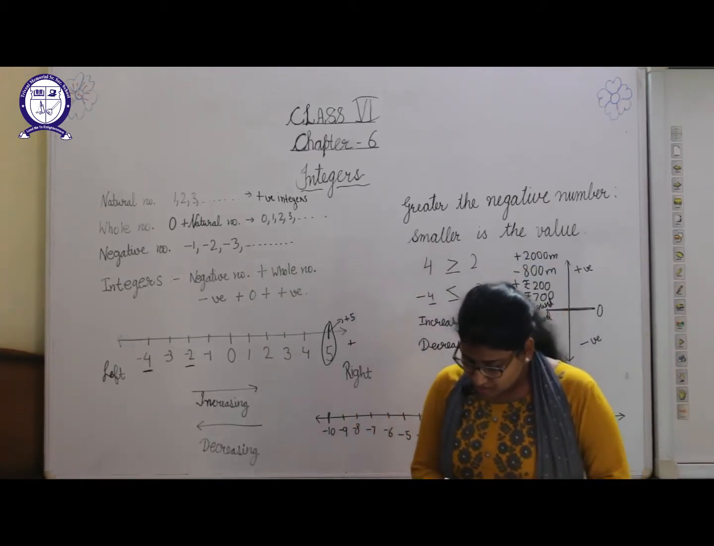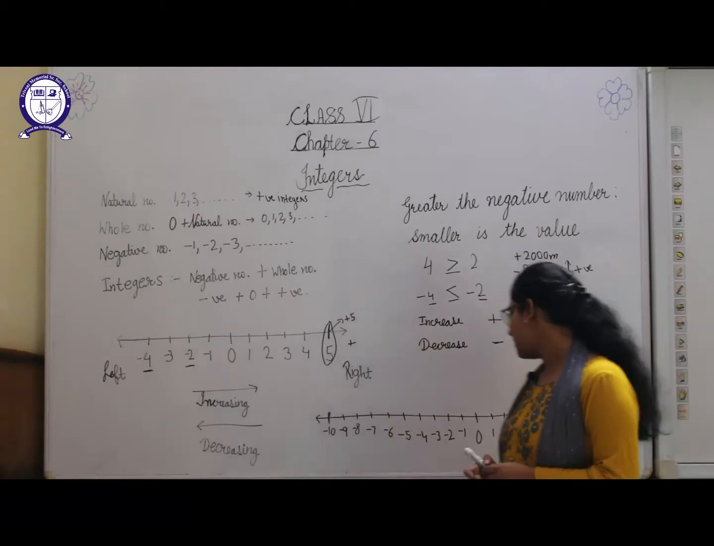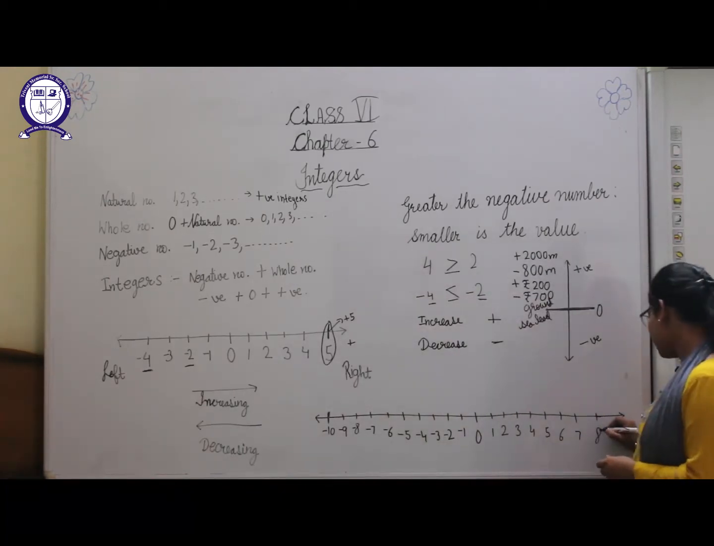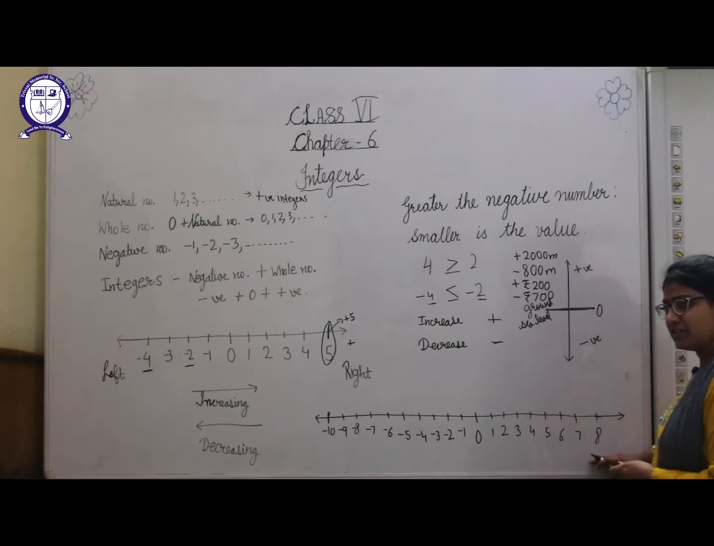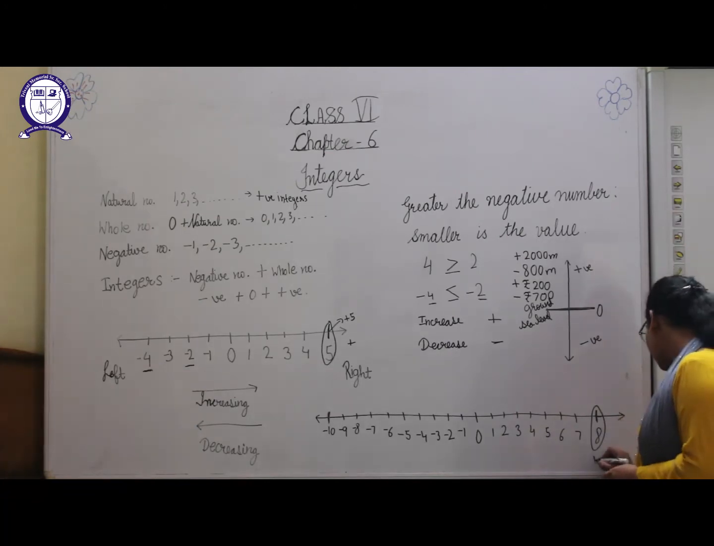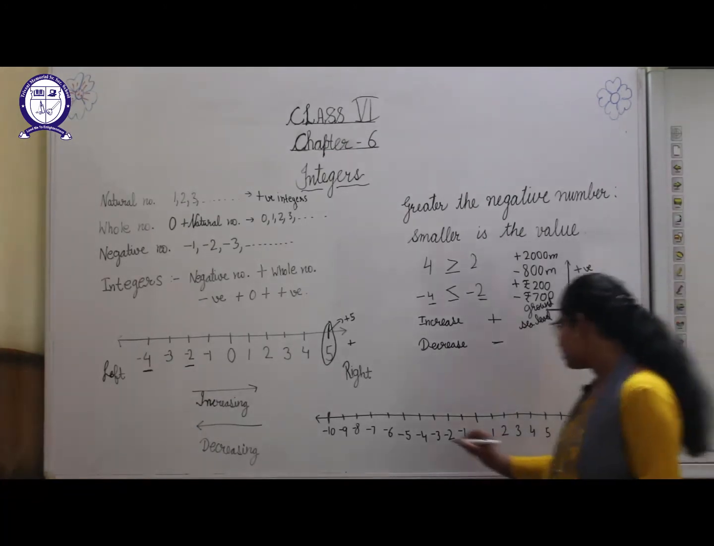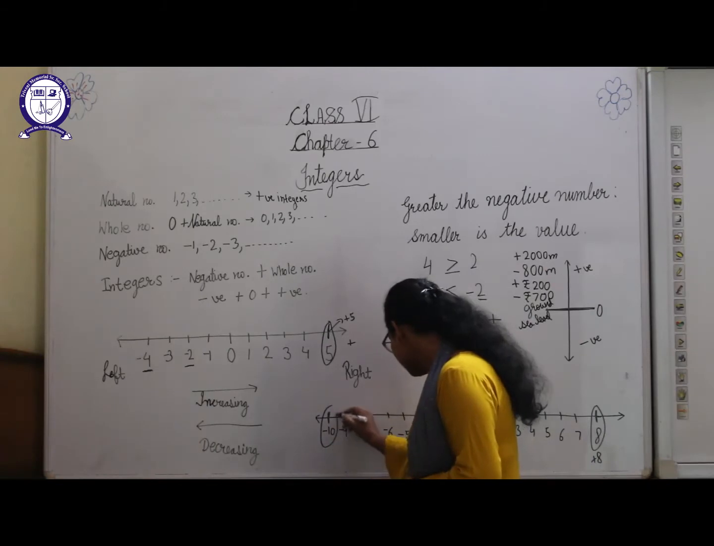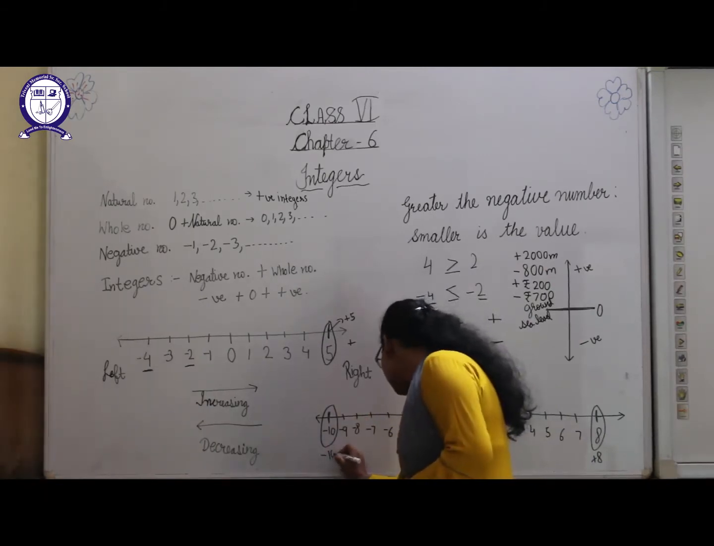Now C part is positive 8. In this, this is 0 and these are the positive integers, so positive 8 is this. So this will be our positive 8 integer. Okay, positive 8. This was our negative 10. So we will write negative 10.